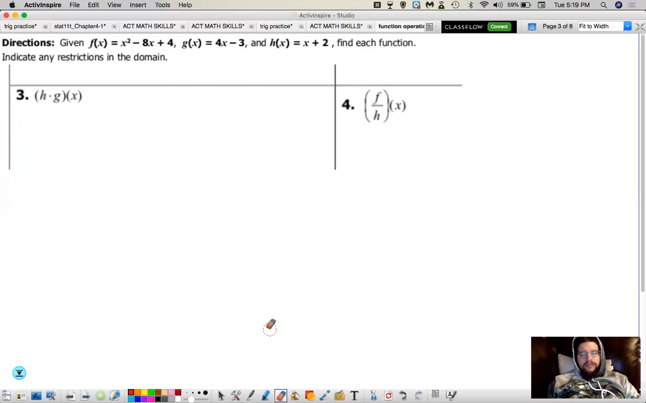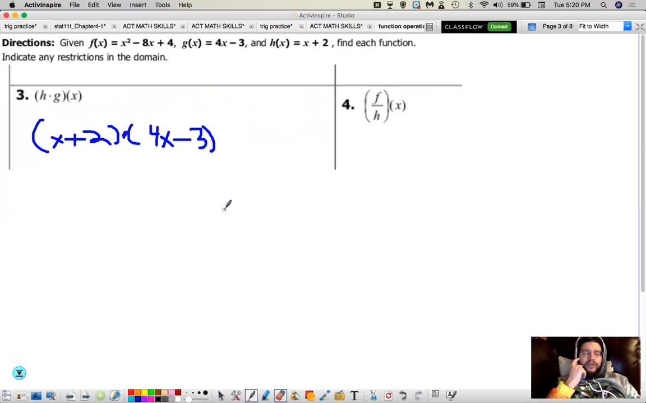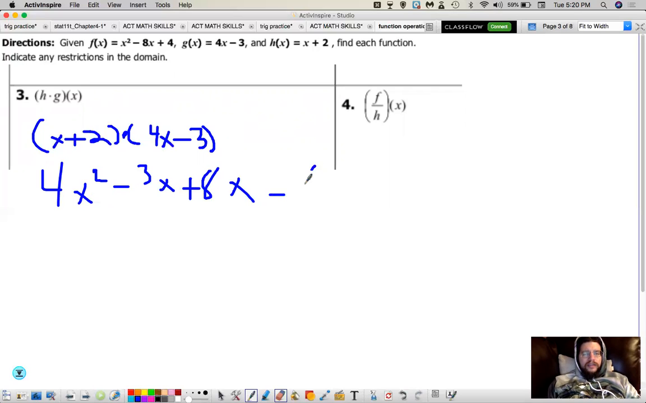Same functions here. This says h times g. Here's h, here's g. Let's do it. H times g. Definitely need to put those parentheses on this one. We are multiplying two binomials. We're using the distributive property here. So that's going to be 4x squared minus 3x plus 8x minus 6. Combine like terms.